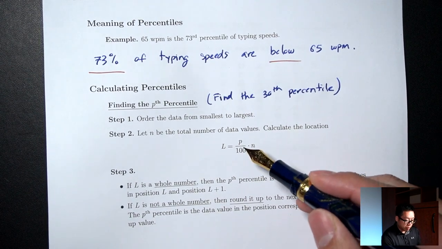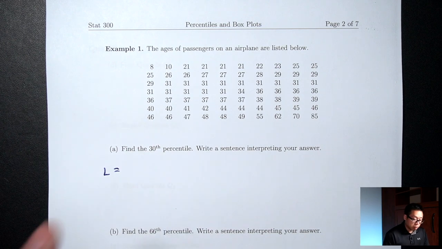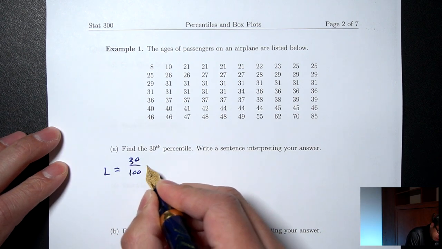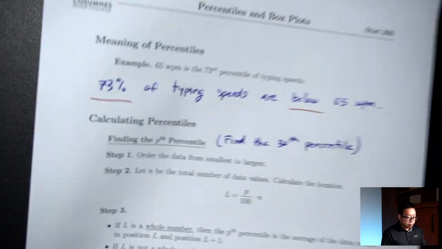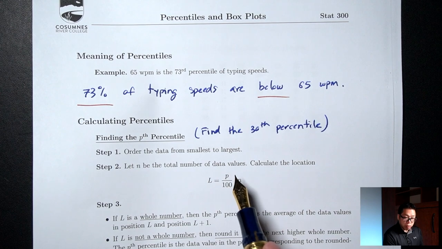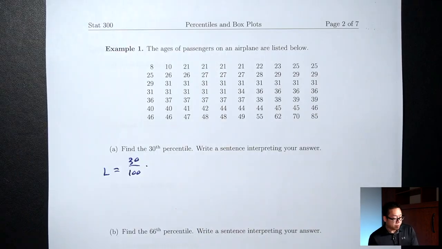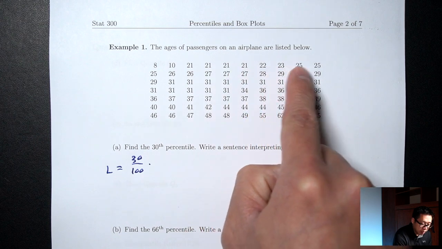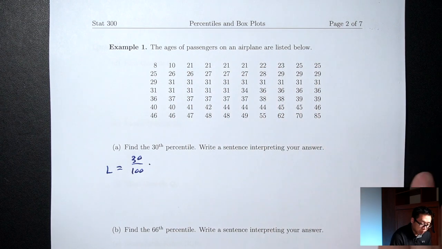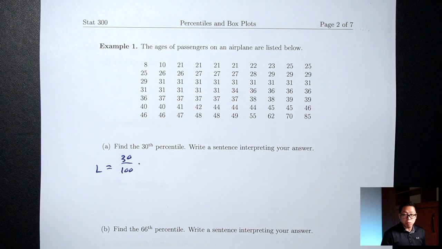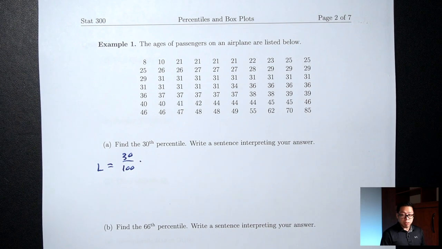What's p? P is our percentile, so we're looking for the 30th percentile, so it's going to be 30 over 100 times n. What's n? N is the total number of data values. So how many data values do we have? 1, 2, 3, 4, 5, 6, 7, 8, 9, 10. So there's 10 in each row, and there are 7 rows. That means there are 70 total data values.